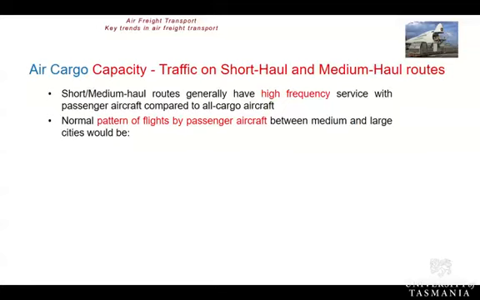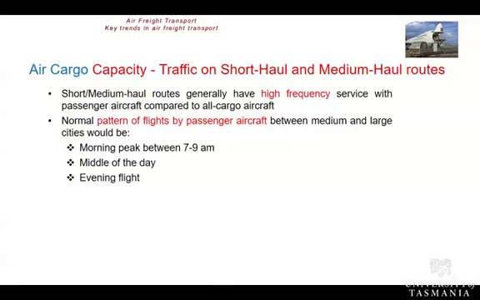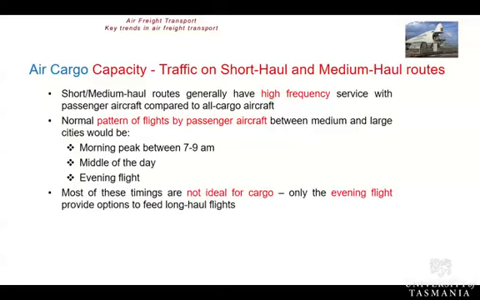Normal patterns of flight, if you have a look at them for passenger aircraft, for medium to large cities, is most likely going to be built around a schedule of a number of flights in the morning, perhaps peaking at 7 to 9, maybe a midday flight, an evening flight, and on balance, these particular flights on these medium type sectors are not ideal for cargo. Perhaps the evening flight might be an opportunity to provide options to feed long haul flights.